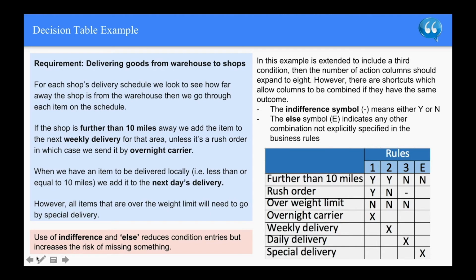So if this example is extended to include the third condition, then the number of columns should expand to 8. However, there are shortcuts which allow columns to be combined if they have the same outcome. The indifference symbol, minus, means either yes or no. The else symbol, marked by E, indicates any other combinations not explicitly specified in the business rule. Use of indifference and else reduces condition entries but increases the risk of missing something.